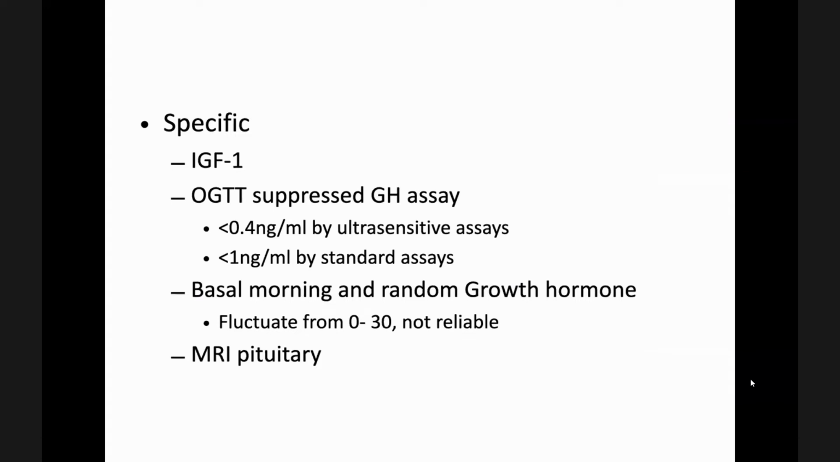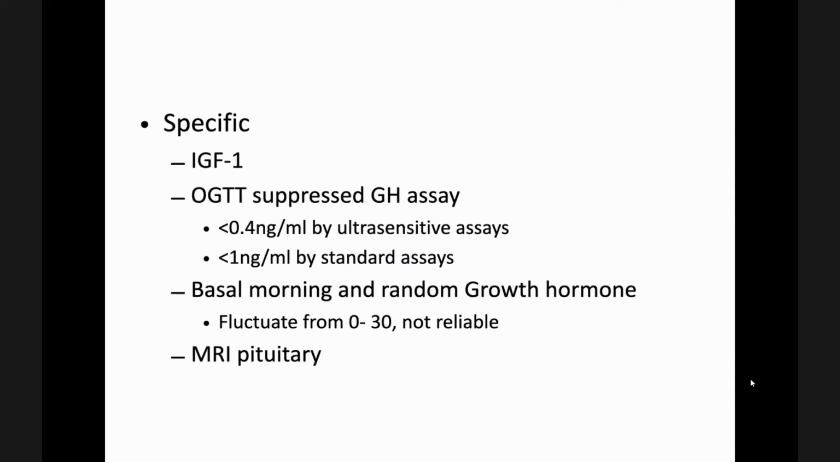So after giving 75 grams of glucose, we go for growth hormone assessment at 0 hour, 30 minutes, 1 hour, and 2 hours. If the 1 hour and 2 hour growth hormone is less than 1 nanogram per ml by standard assays, then it is normal. If it is high, more than 1 nanogram per ml, then we suspect growth hormone hypersecretion.